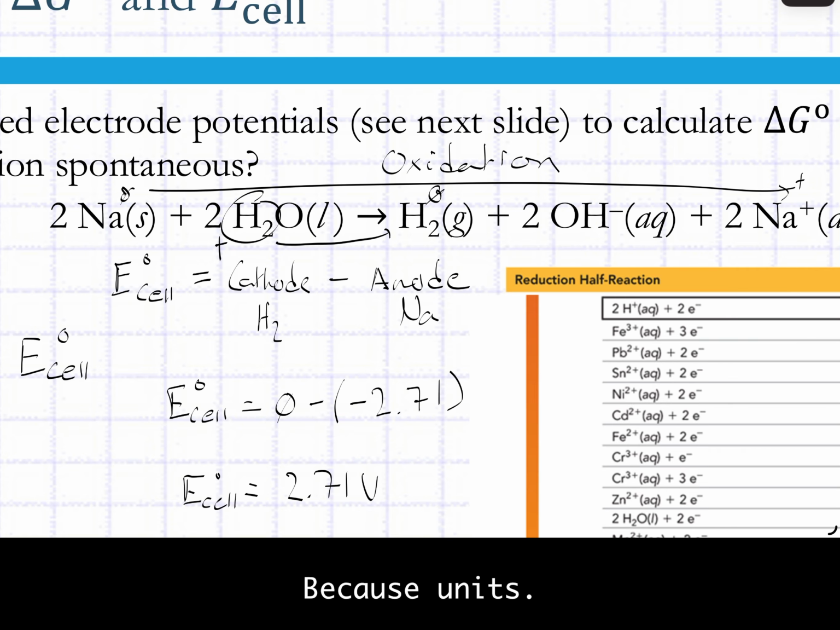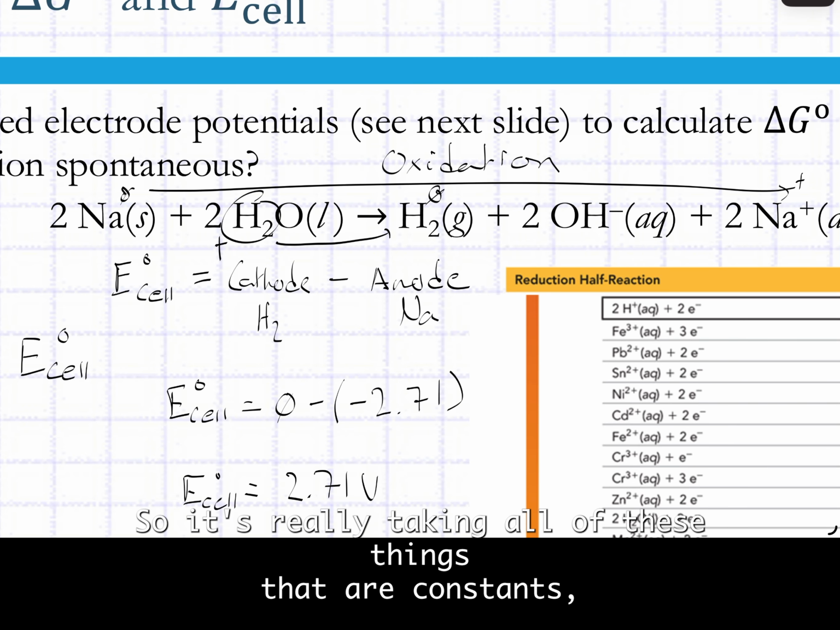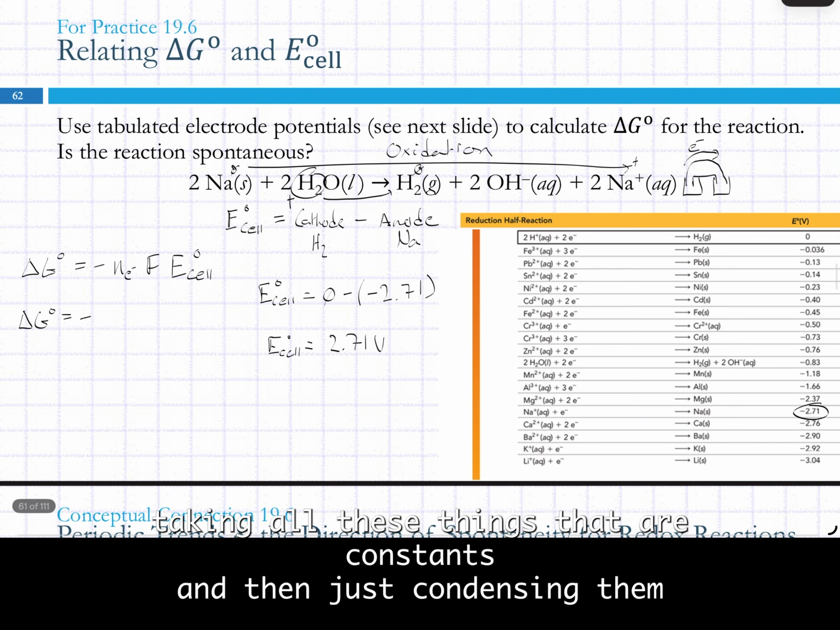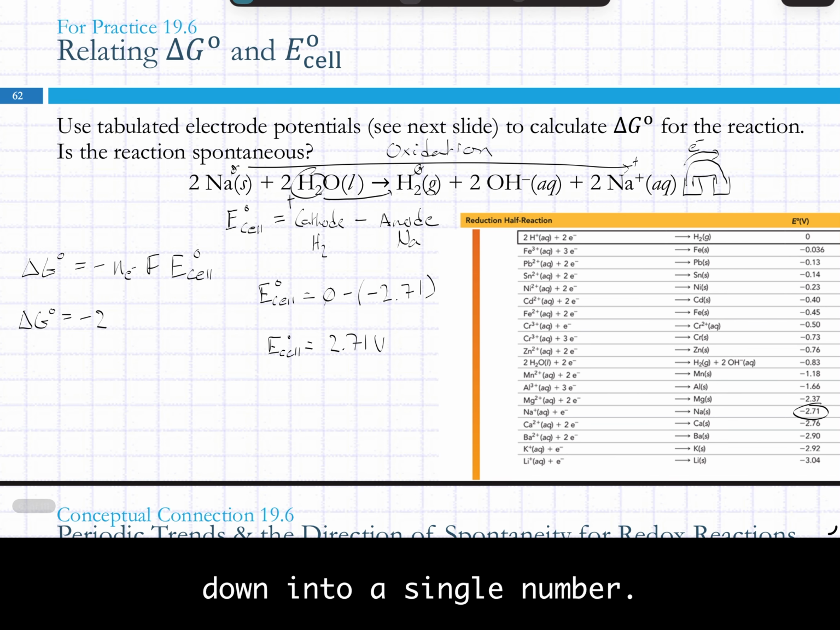Because units. So it's really taking all of these things that are constants, especially at standard conditions, and then just condensing them down into a single number.